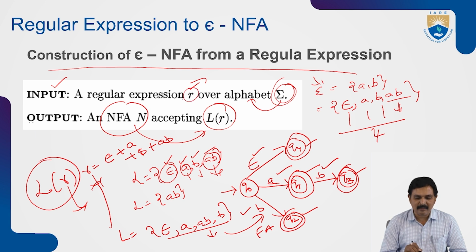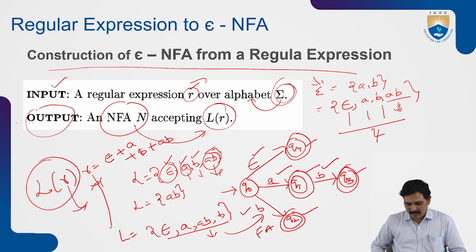For that regular expression, what is the corresponding language? The corresponding language L has a set of valid strings. In that set, the elements are: one valid string is null, another is A, one is AB, one is B. So you want to find the corresponding null NFA diagram for accepting the language of the regular expression R. That is the particular output you are expecting.